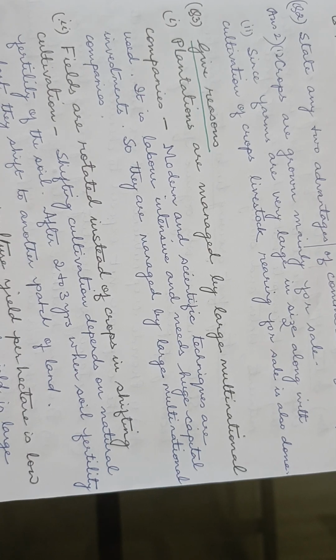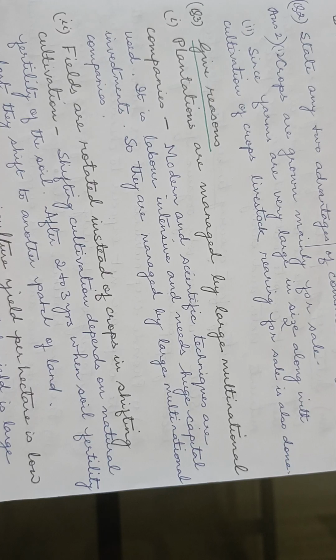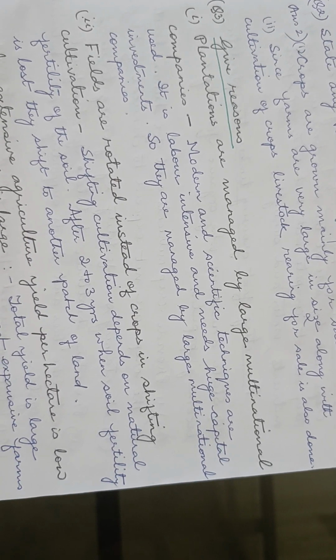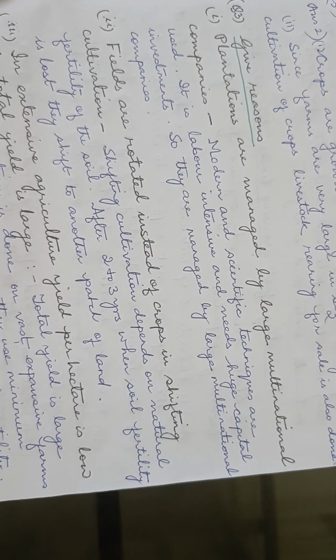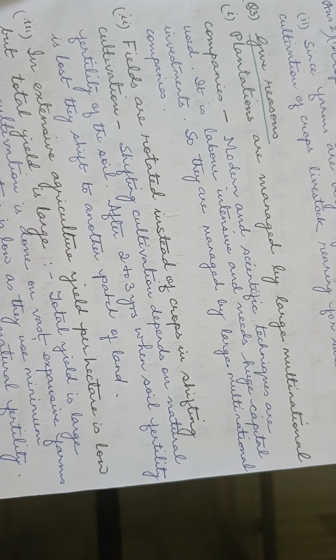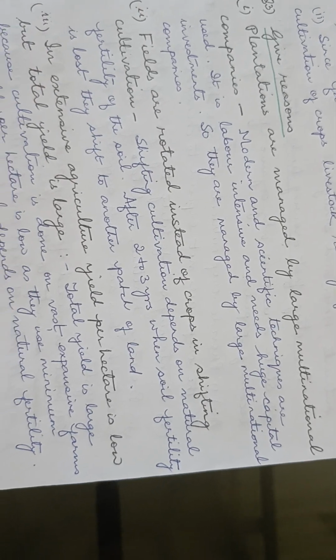Second, fields are rotated instead of crops in shifting cultivation. Shifting cultivation depends on the natural fertility of the soil. After 2 to 3 years, when soil fertility is lost, they shift to another patch of land. So, fields are rotated.